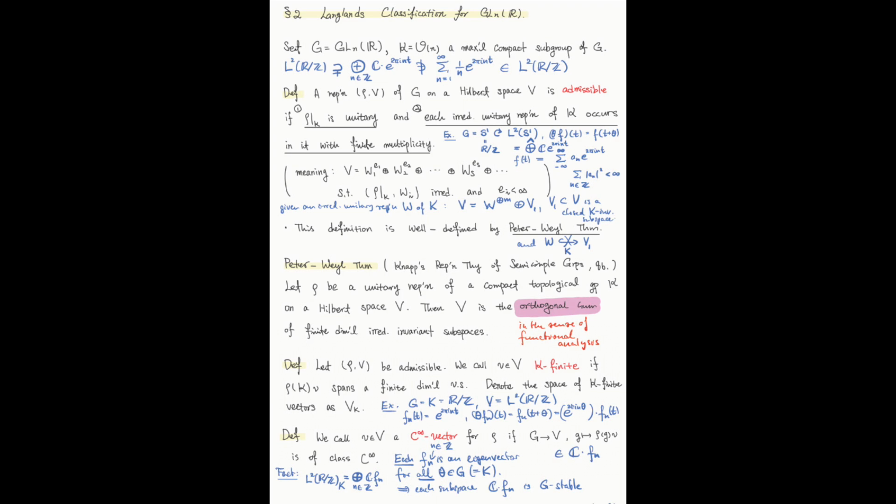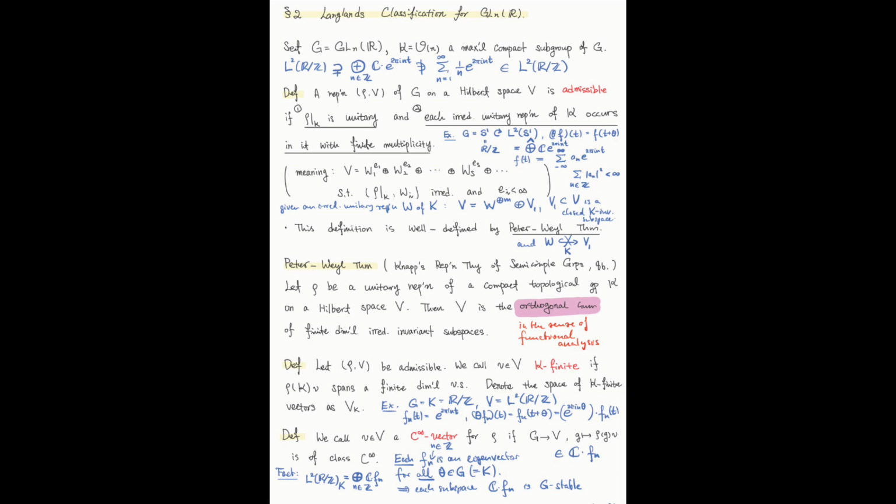It is clear that this space, in this example, maybe again I'll write it down here, L2 of R mod Z, strictly contains the infinite direct sum of C times e to the 2 pi i n t. And why does it strictly contain this direct sum? Just because there are L2 functions which have infinitely many non-zero Fourier coefficients.